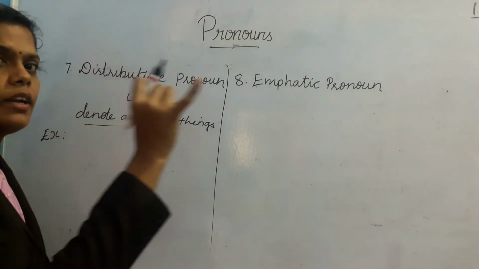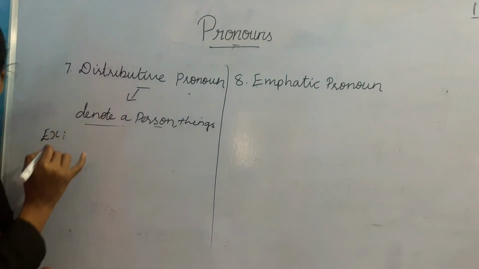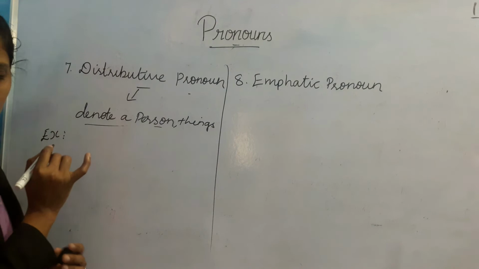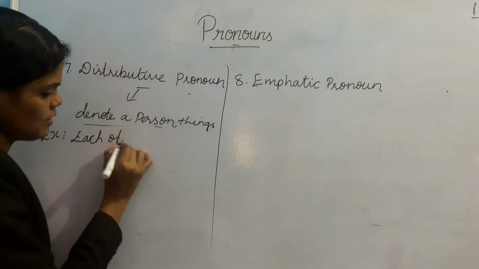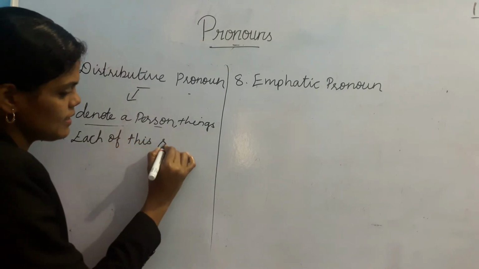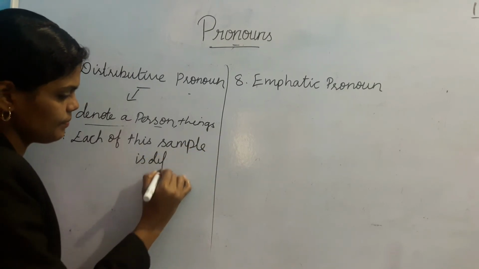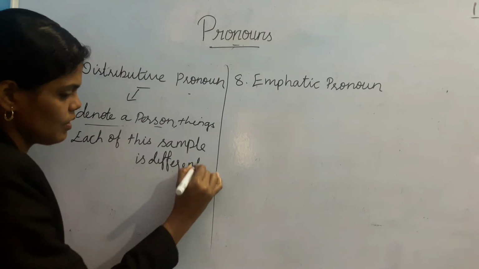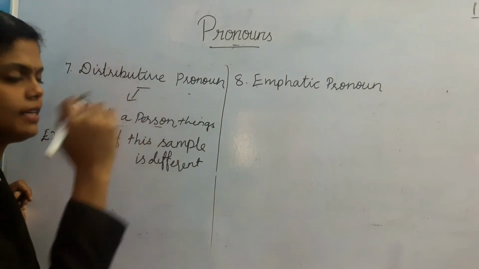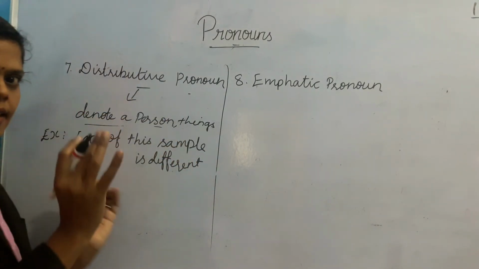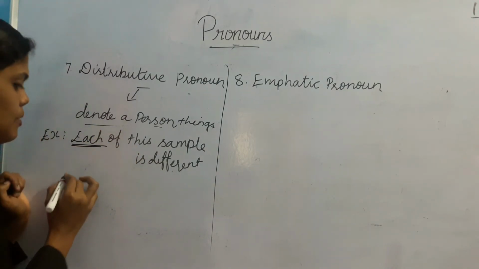A pronoun which denotes a person or thing. If I give an example, you will understand. Now, I will give you an example for distributive pronoun. Each of this sample is different. Do you understand? This distributive pronoun denotes a person or things separately. It denotes that "each" comes under distributive pronoun.